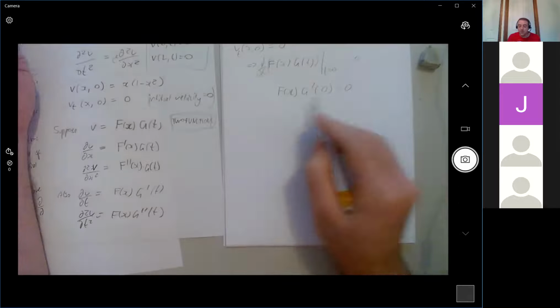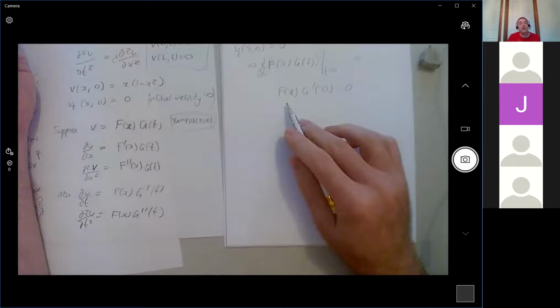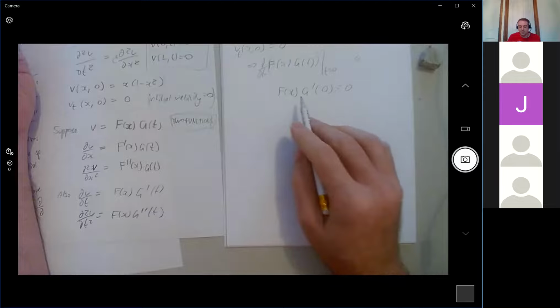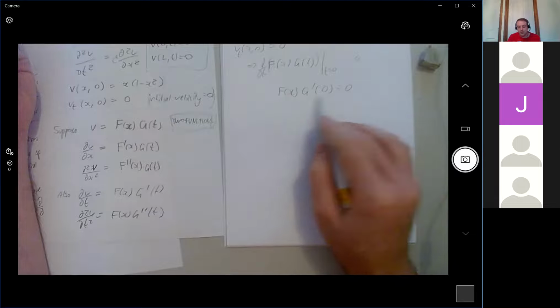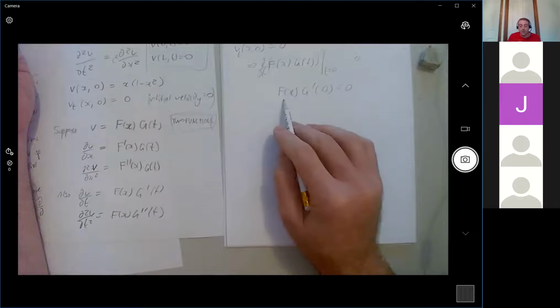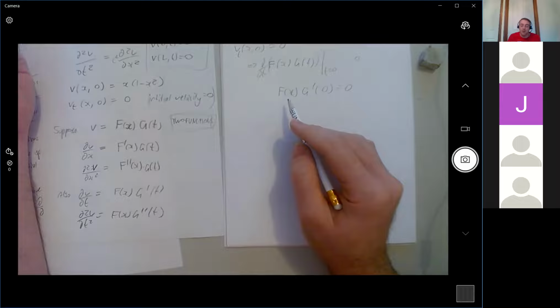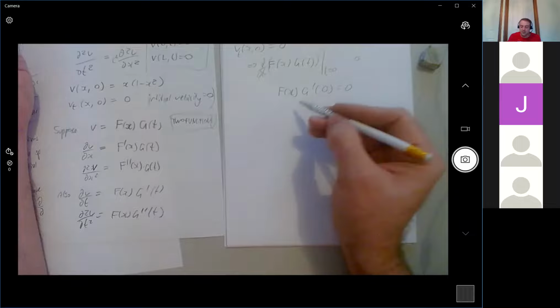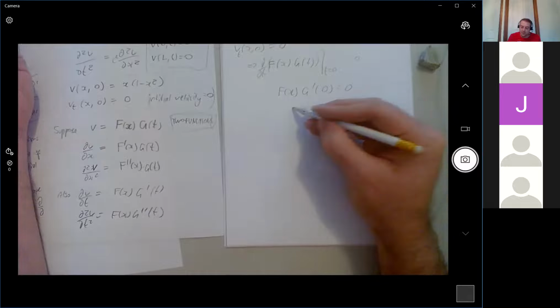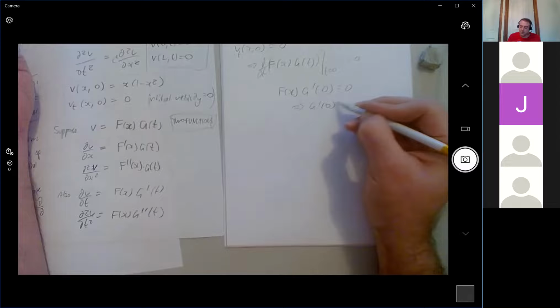Okay, so this is supposed to be 0 no matter what f of x is. So if these two things multiply to give 0, it could be that this is 0, or it could be that this is 0, but f of x isn't going to be 0 every time. Otherwise, the string's not vibrating at all. And so I reckon that, since this is true for all x's, g dashed of 0 is also 0.